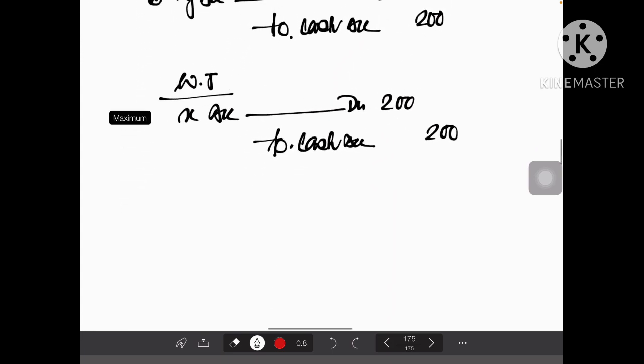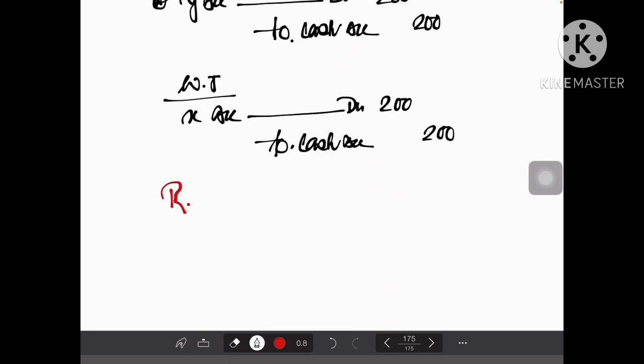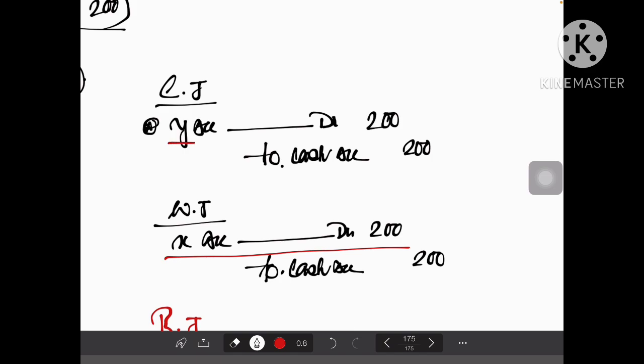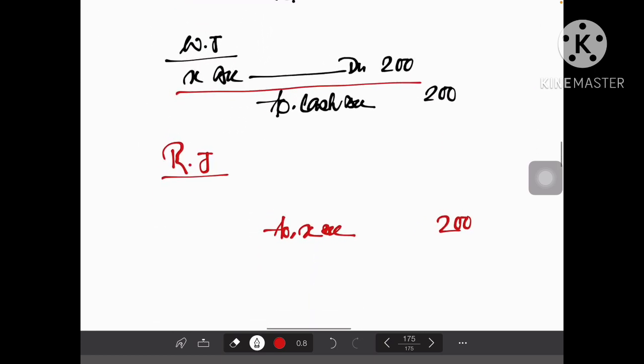How could we eliminate it? In the rectifying journal, since you have written X account in the debit side, it will be written in the credit side, to X account. Step number 1, eliminate the wrong. Step number 2, establish the right. Establish the right means what? In the right journal you have to write Y account debit rupees 200. So you have to write here Y account debit rupees 200 to X account.